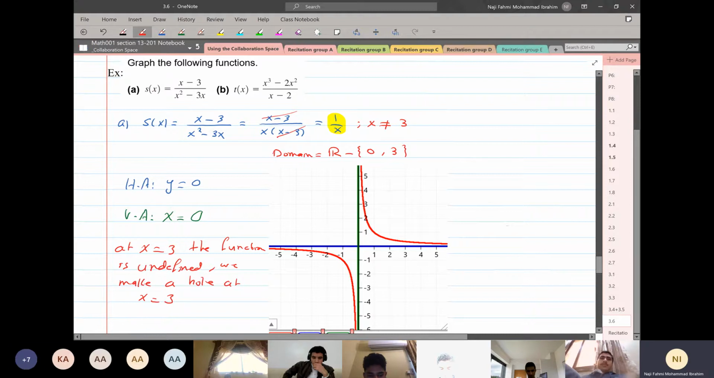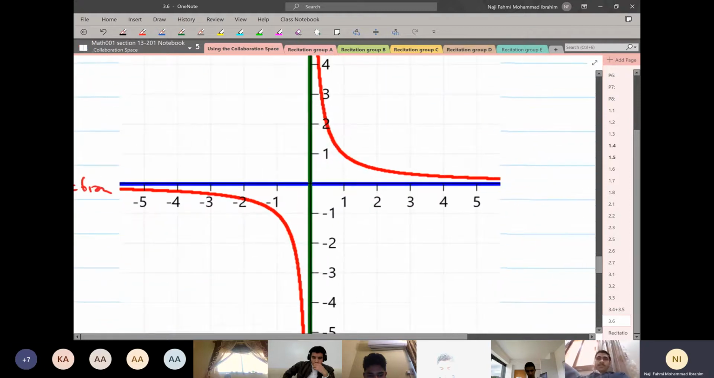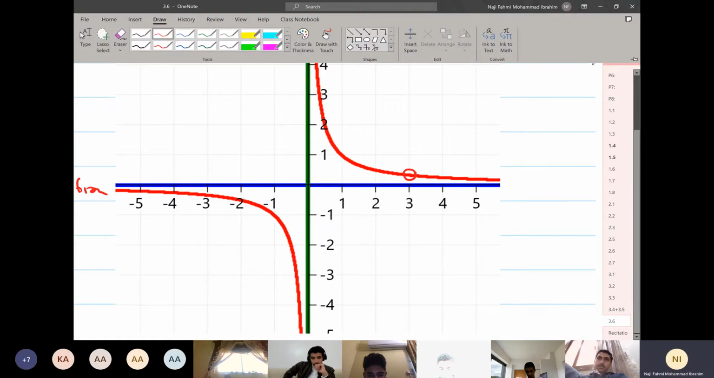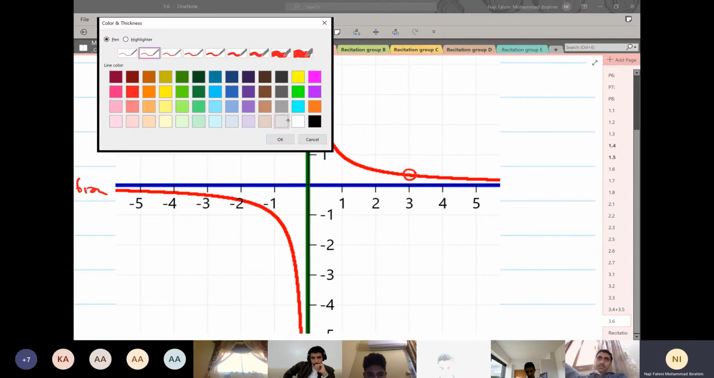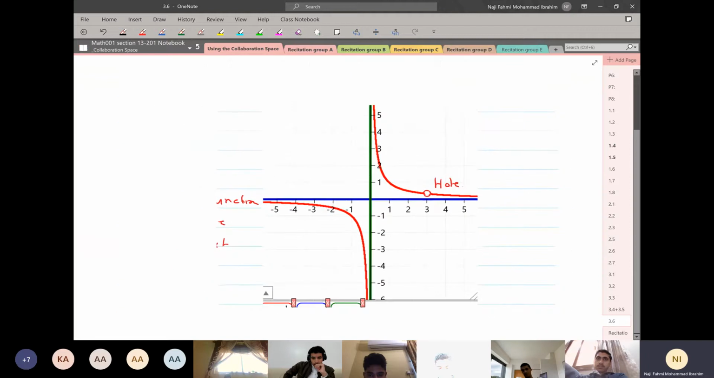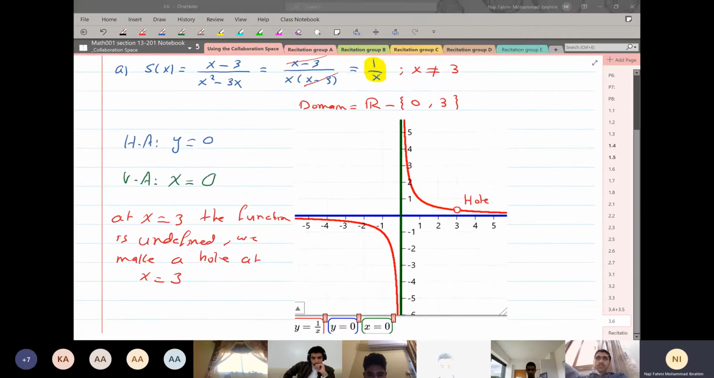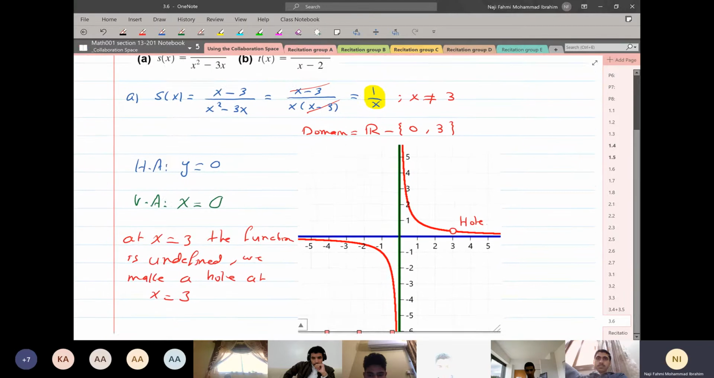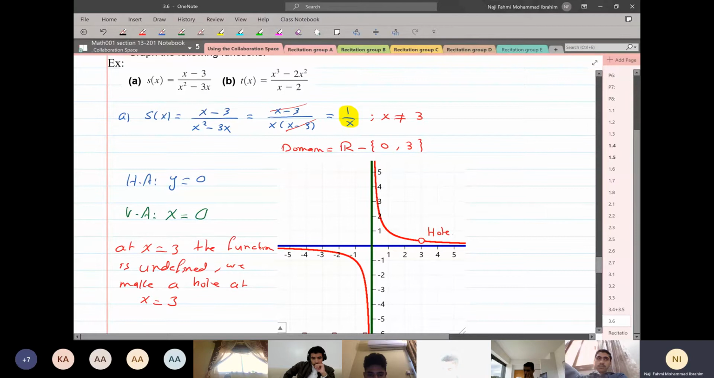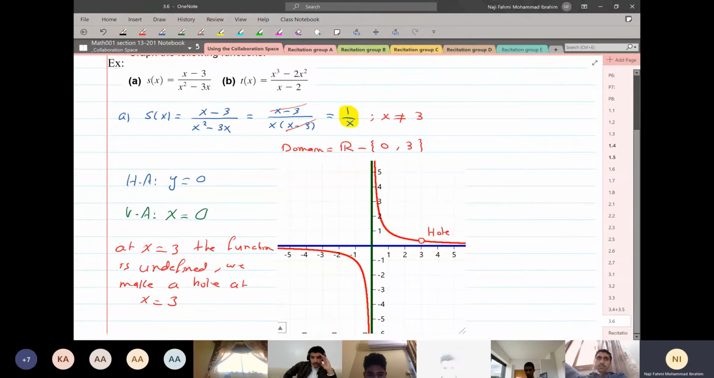What does it mean, hole? So do you see the 3 here? I'm just going to make a hole at 3. But of course I will just try to remove the curve at this point 3 here. So at x equals 3, what do I have here? A hole. And this hole means the function is undefined at x equal 3. So this is the new idea now. If there is a factor that we eliminate or delete, the zero of that factor makes a hole in the graph.